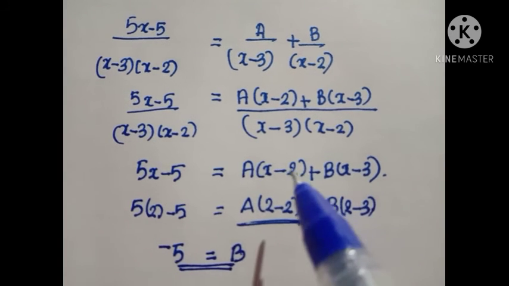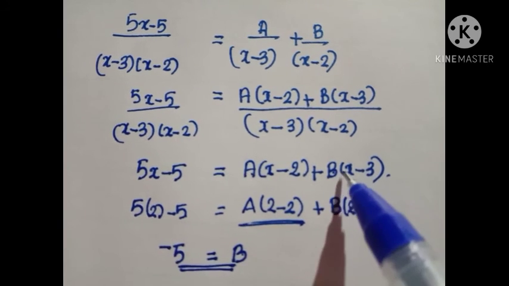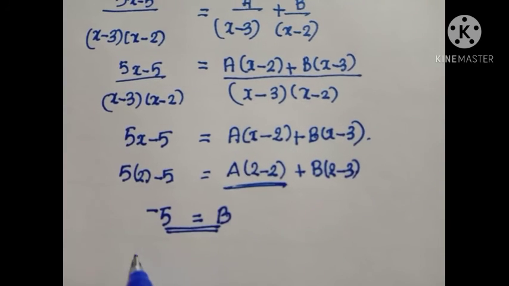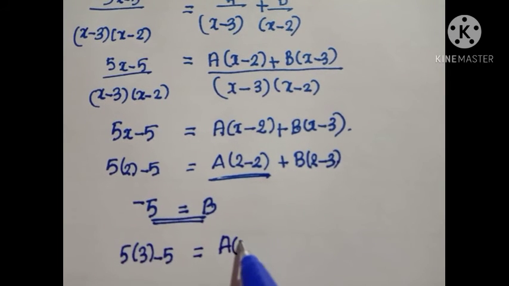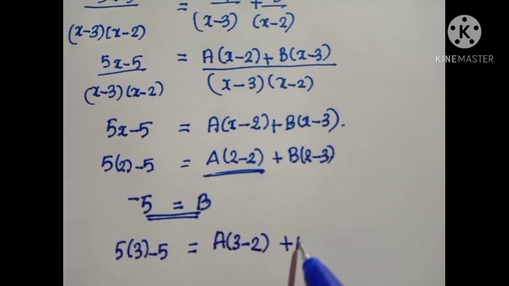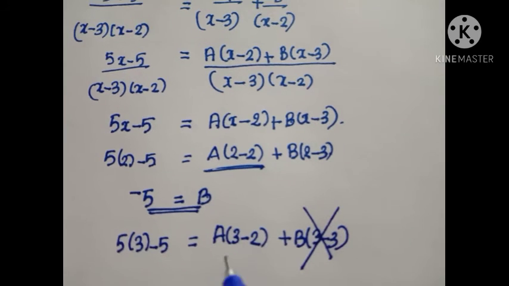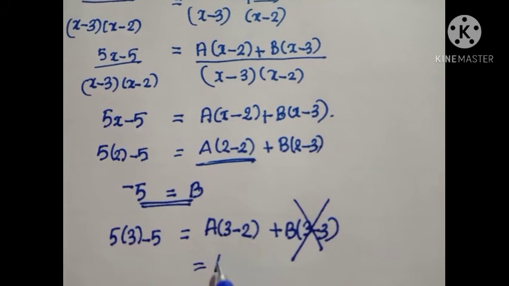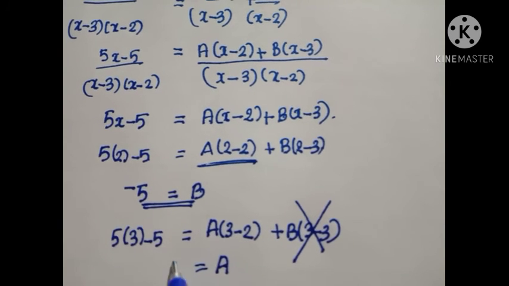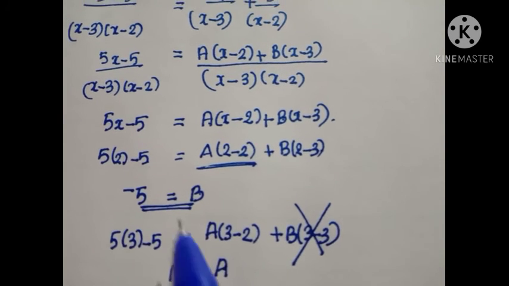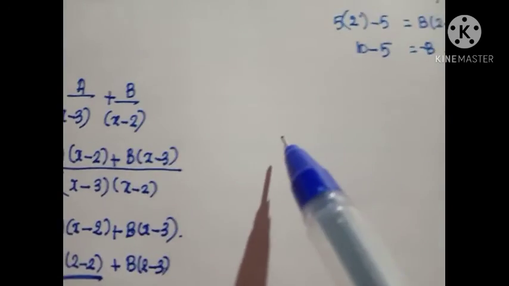Now to get A, we need to eliminate B. So here put x = 3. So 5·3 − 5 = A(3 − 2) + B(3 − 3). So this term becomes 0. 3 minus 2 is 1, 1 into A. 5 into 3 is 15, 15 minus 5 is 10. So A = 10, B = −5. Put these values in the given integrand.